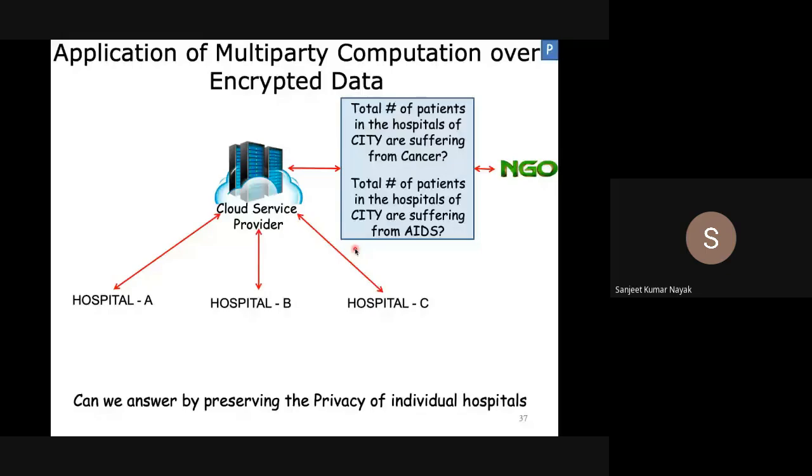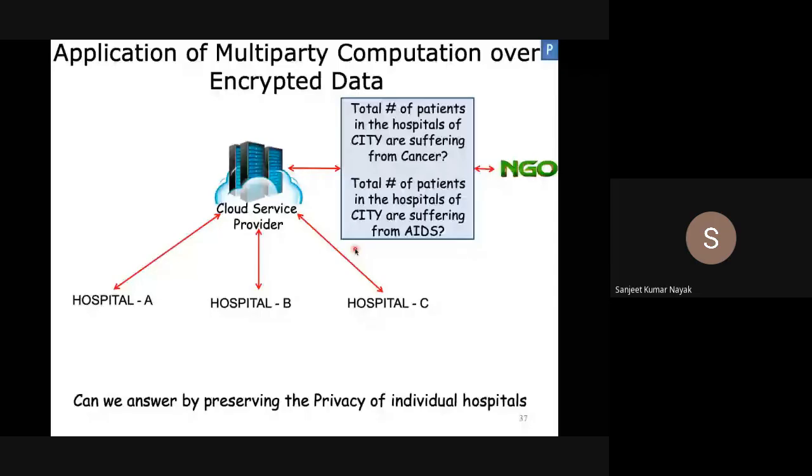Okay, so NGO wants to ask this question to the cloud service provider. What are the total number of patients available in the city? At the same time, we do not want the key to be shared among the hospitals. That also we don't want. So therefore, how can we solve the question? Okay, so this is the last problem that I am discussing in today's talk. So till now we came up with a very small problem of cars that were moving. Okay, in that privacy was not crucial, so we shared the key with the cloud.